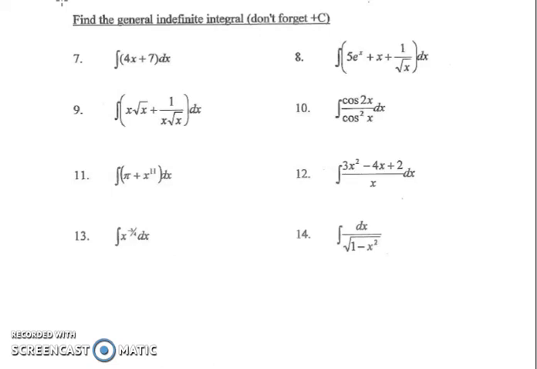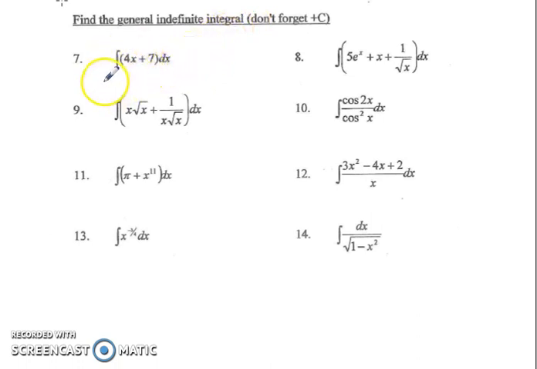Alrighty, for these 8 integration problems, they are general antiderivatives that we're looking for, not definite integrals. So we're going to have a plus c at the end of each of them. So let's start with this first one, number 7.